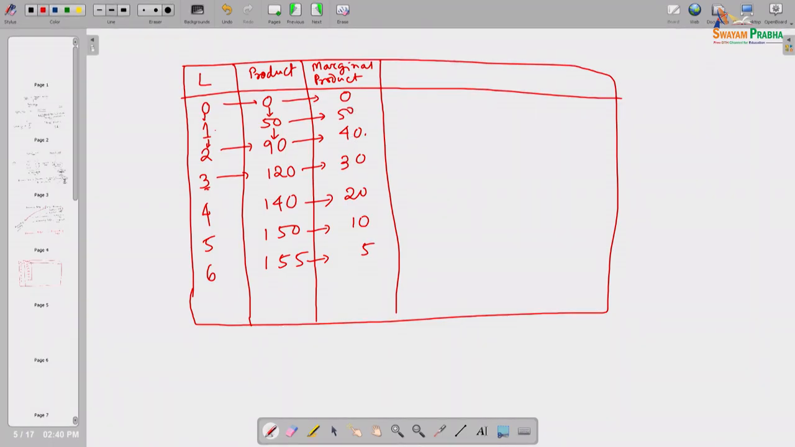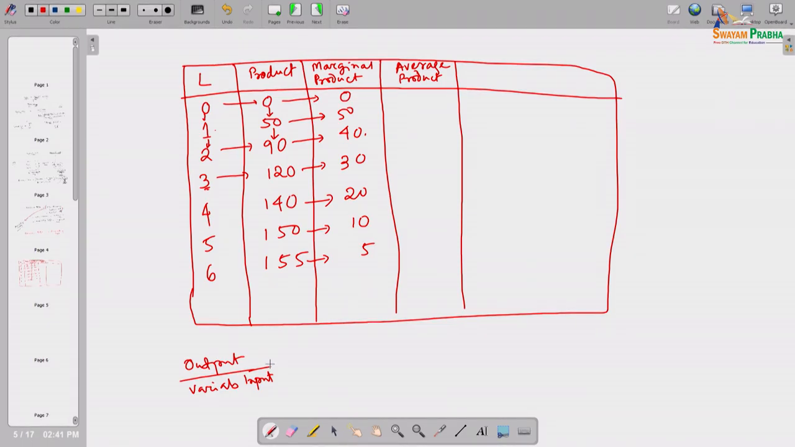Now, average product, how can we define average product? Marginal product, everybody understood, I hope. It is basically due to one unit increment in a variable factor, the increment in total output, that is called the marginal product of that particular variable factor. What is the average product? Average product is basically output per unit of variable input. So, per unit of variable input, how much output you are producing, that is called the average product.